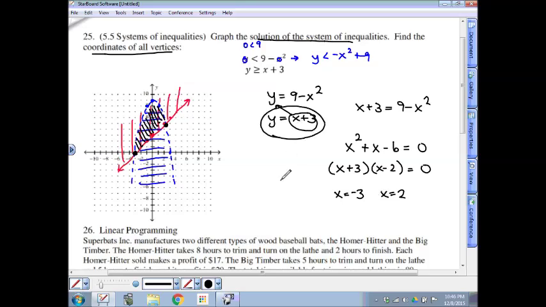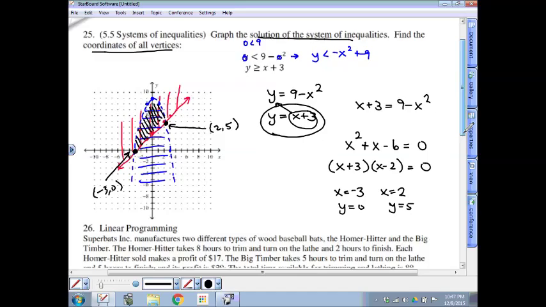Now we can use this equation here for y. If x is negative 3, then y is 0, and we expected to find that point right there, negative 3, comma 0. If x is 2, 2 plus 3 means that y is equal to 5, and that looks about right. So those are the location of the vertices, or the coordinates of the vertices.